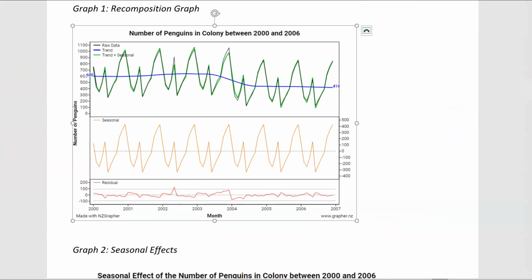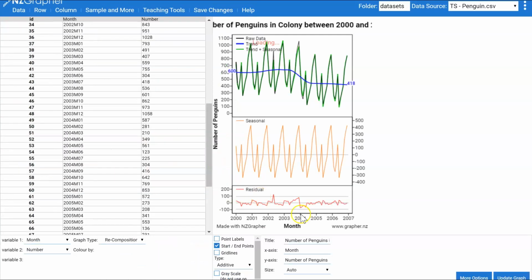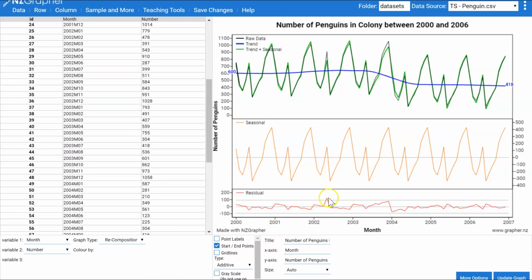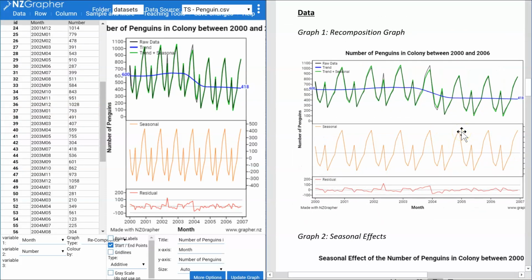We'll go back to NZGrapher to have a look, and we'll get the big screen going. So at this point here, we'll have a look up here. And then we can see the raw data was a lot higher than the prediction at that point there. It was a lot higher than what we would have expected to happen. So let's write that down.